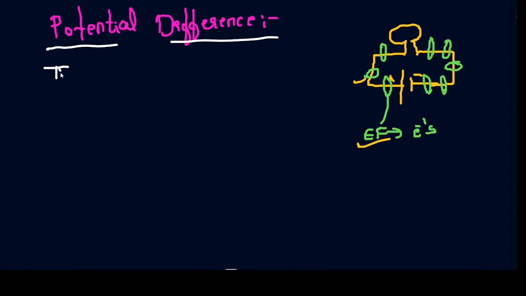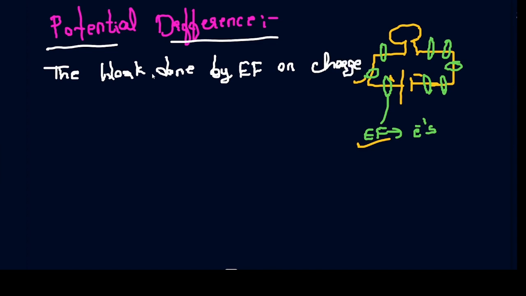That is nothing but the work done. Work done by what? Whenever we are talking about work done, we need to mention by what the work is done and on which it is done. So here, the work done by the electric field on charge. Right. On charge. So this is nothing but potential difference. Got it? This potential difference is also known by another word, that is nothing but voltage.